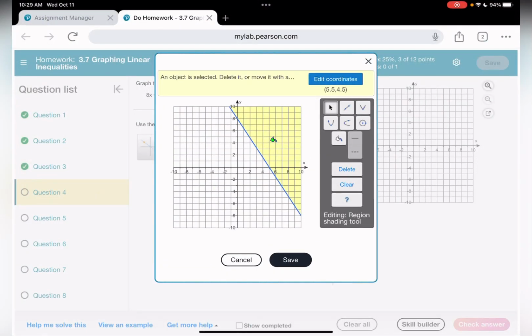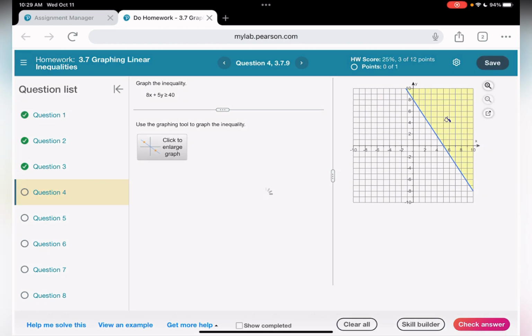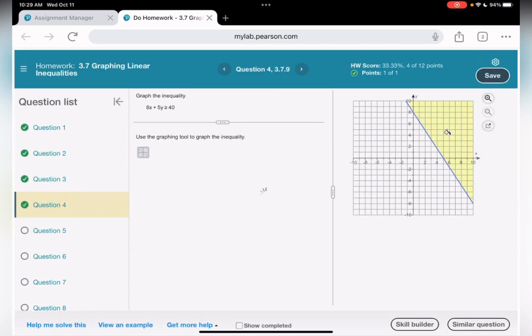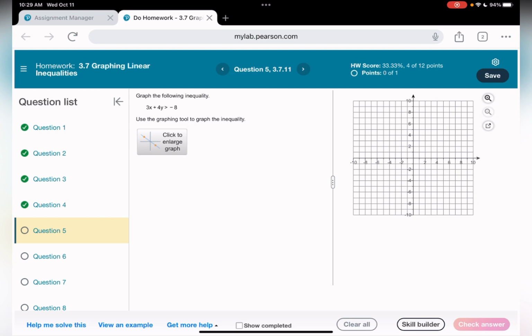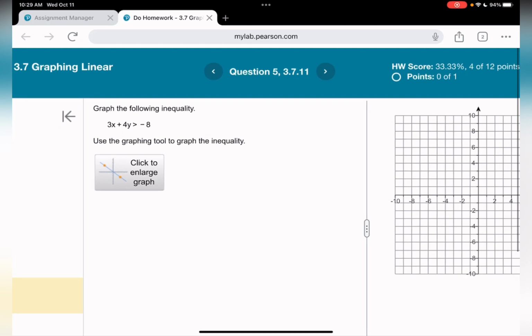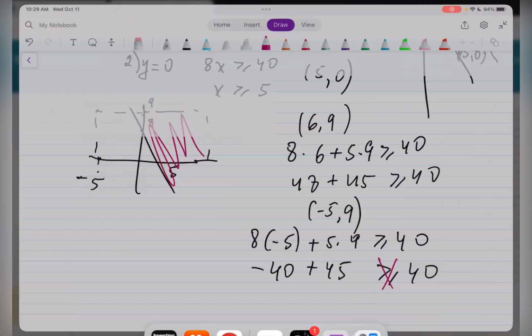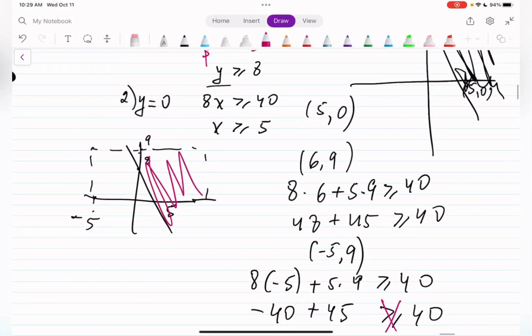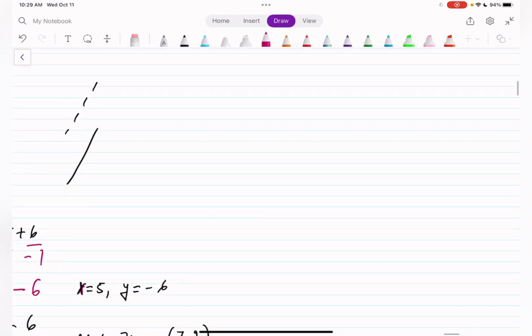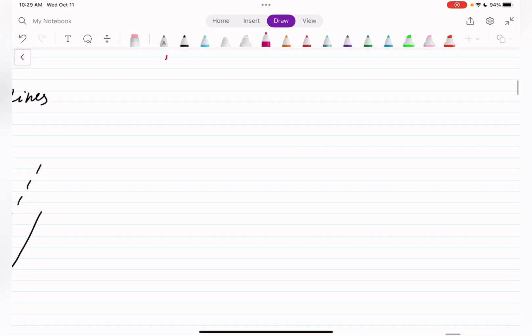Bucket. Save. Question number 5. Okay, with question number 5, we have greater than, which means we are going to use dashes. So 3x plus 4y greater than negative 8.